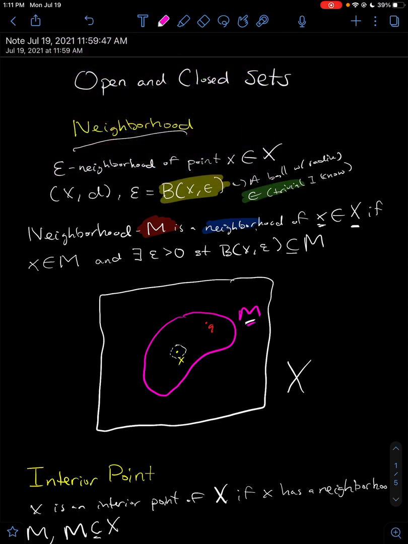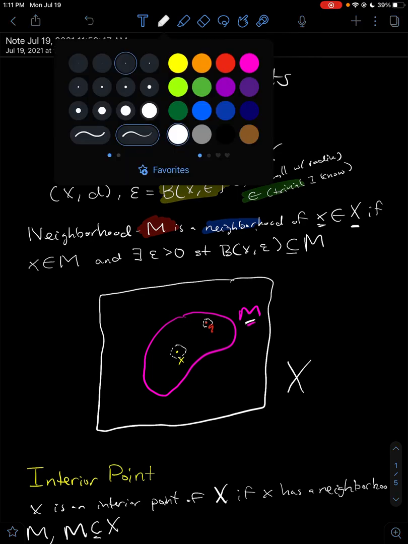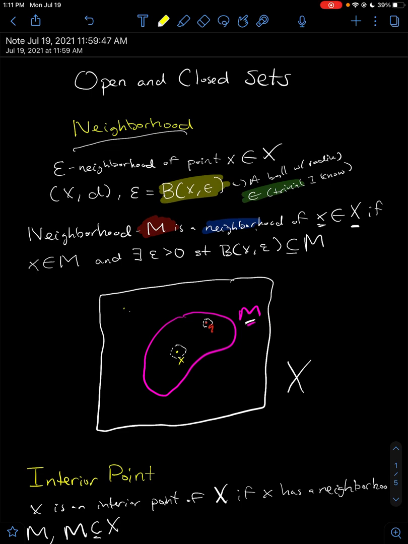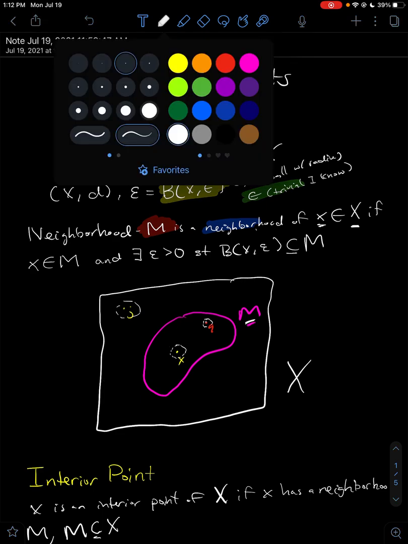So M would be a neighborhood of this point Q, since there is an open ball around Q that is contained in M. How about this point, J? Is M a neighborhood of J? Well, no, because there doesn't exist an open ball around J that is contained in M. You can try making one, but it's not contained in M. Even this giant ball over here, some of it is in M, but all of it isn't contained in M. So M is not a neighborhood of J.